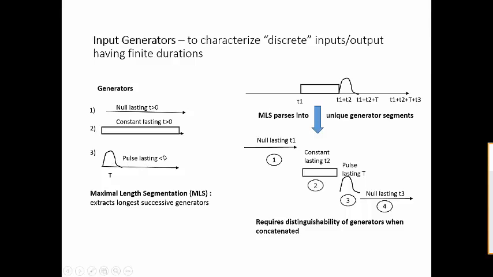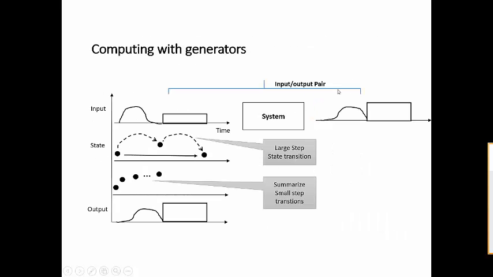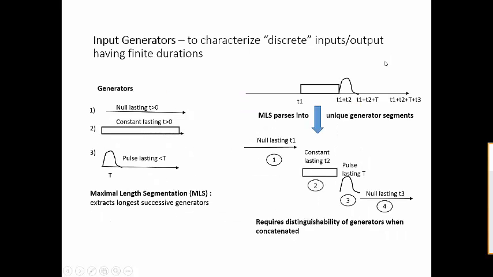So we have 3 types of generators here, and they can be composed by concatenation, so that one follows another, and we put a finite number of those together. So here we have a null generator lasting till t1. Here we have a constant generator lasting till t2. And here we have a pulse lasting from t1 plus t2 to t1 plus t2 plus t. And then finally we have a null generated at the end.